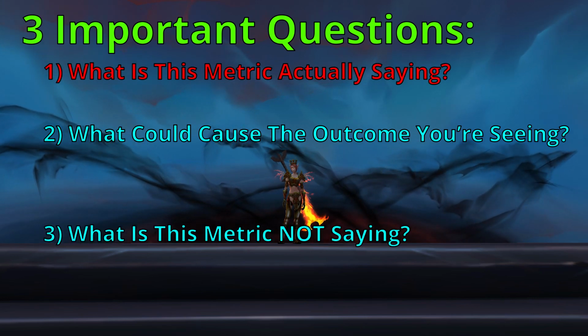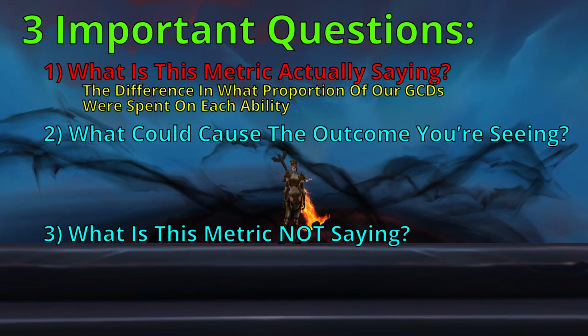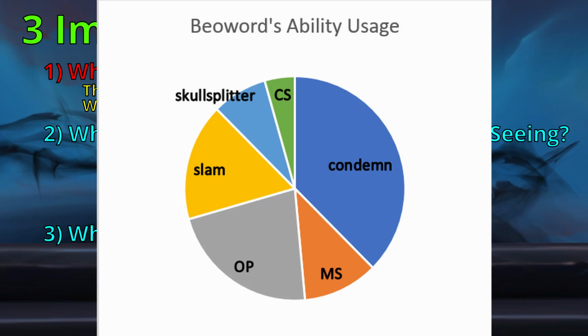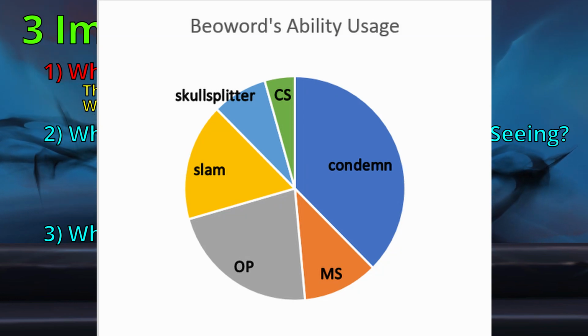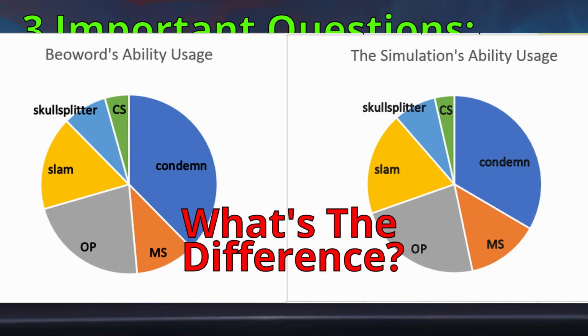In this case, the metric is telling us the difference in the proportions of how frequently we use an ability. In other words, if you have a pie that contains all of the abilities that we're looking at, each of those abilities will take up a slice of that pie. This metric compares the sizes of each slice of that pie to whatever we're comparing ourselves to. In this case, it's the simulation, though it could also be another warrior. And it's saying, what's the difference in the sizes of each of those slices?